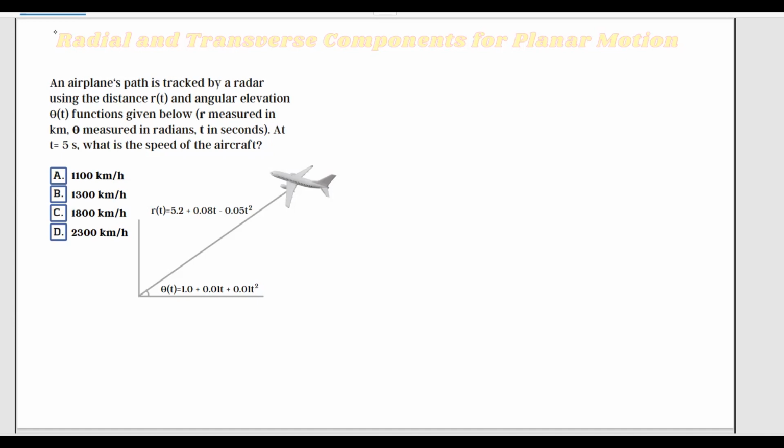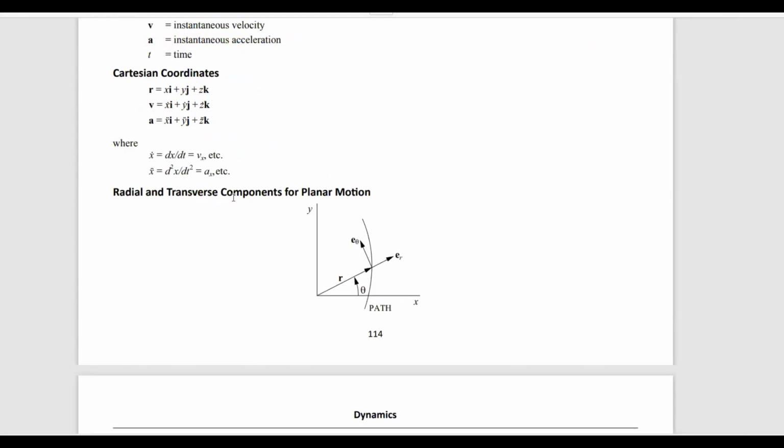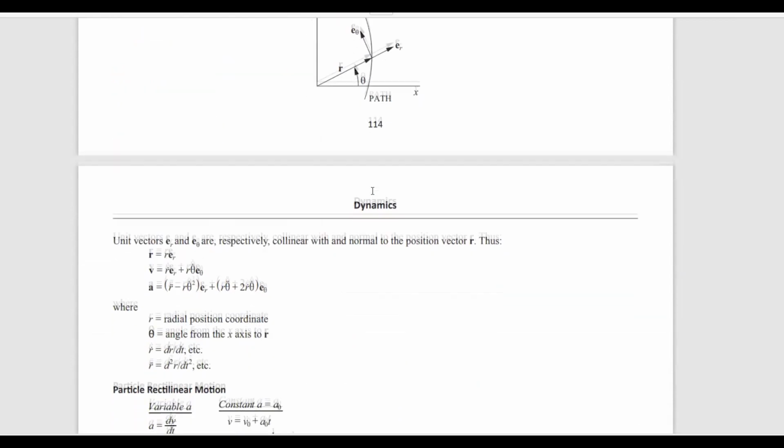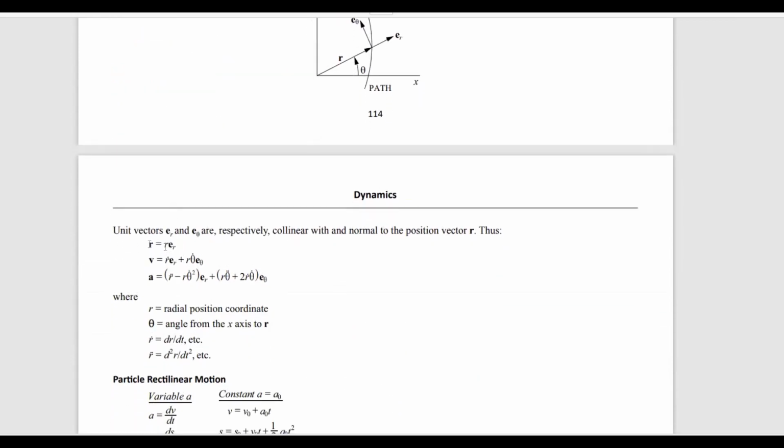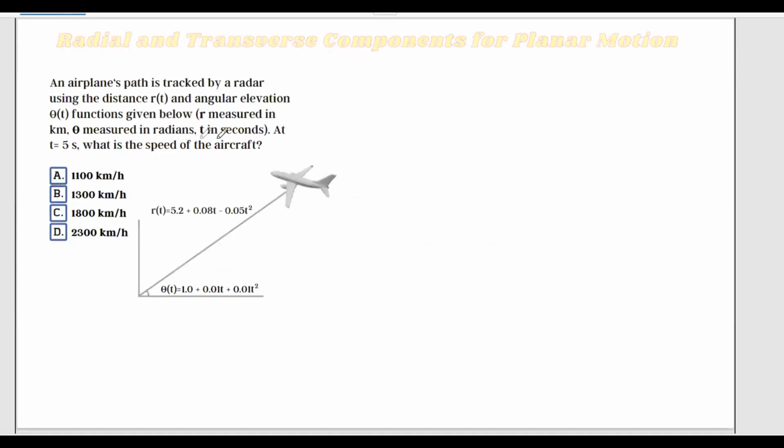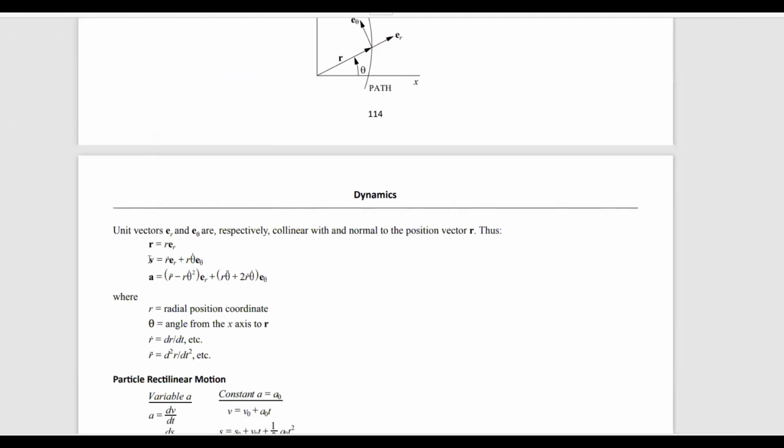So let's go again. We're going to work hand in hand with the FE handbook and radial and transverse components for planar motion. So these are the formulas. We have the formula for displacement, velocity, and acceleration. In our case, we have to calculate the speed of the aircraft. So we're going to use the formula for the speed.